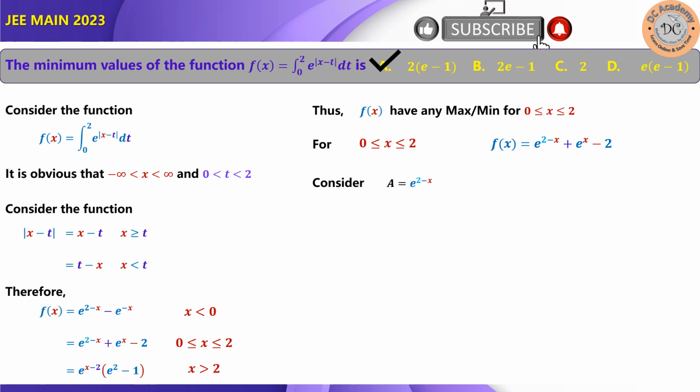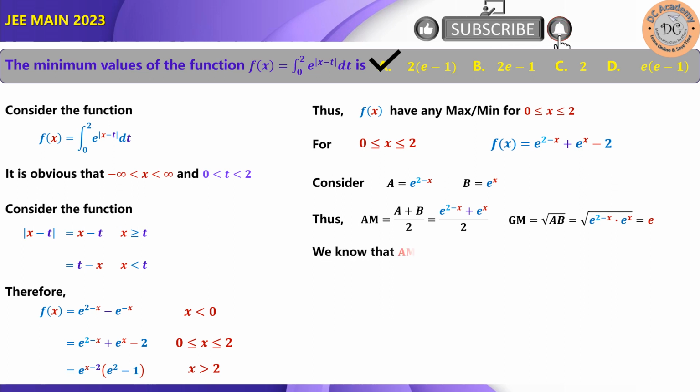Now we consider a equal to e^(2-x) and b equal to e^x. Therefore the arithmetic mean is equal to (a plus b) divided by 2. If I calculate, we get (e^(2-x) plus e^x) divided by 2. And if I calculate the geometric mean, which is defined as the square root of ab, it will be e. So we know that AM is greater than or equal to GM.